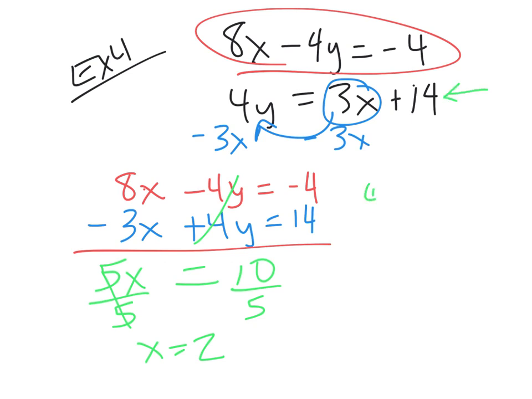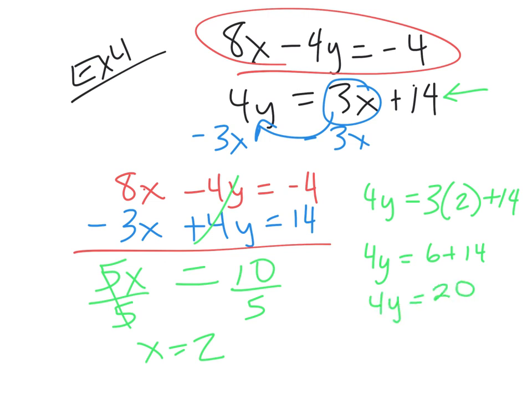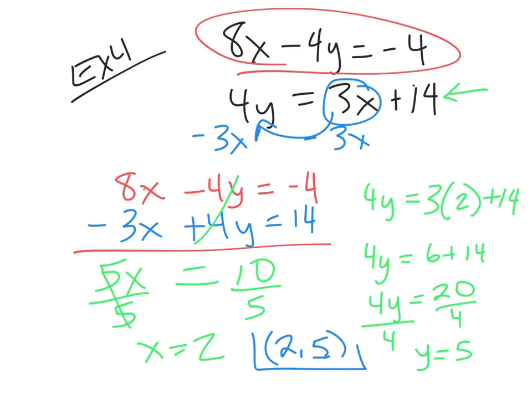I could say 4y equals 3 times my x plus 14. So 4y equals 6 plus 14. What's 6 plus 14? 20. And then divide by 4. So y equals 5. So then my answer is going to be 2 comma 5. Again, one solution. So yay.